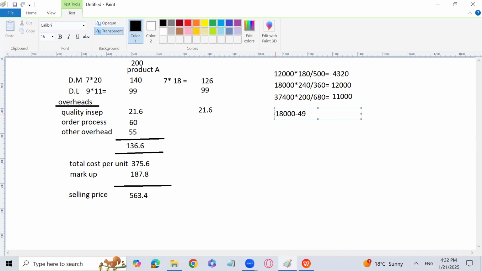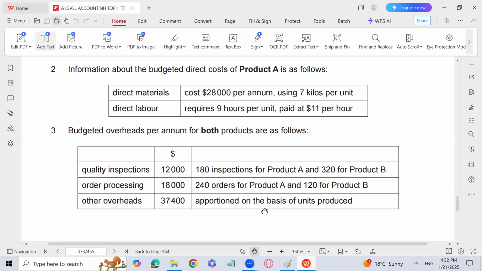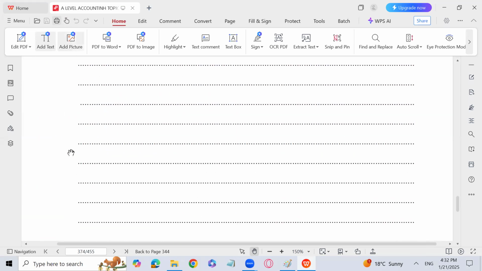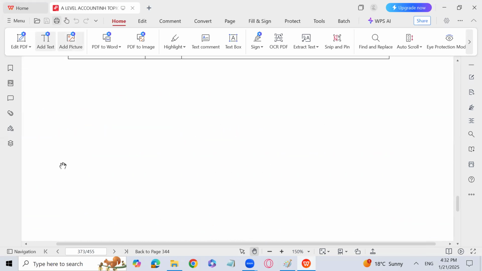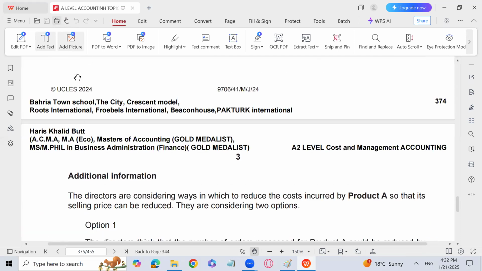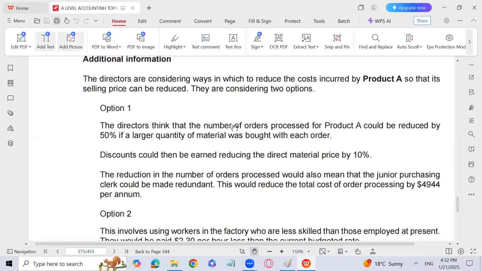18,000 minus 4,944 is 13,056. So the order processing cost is going to be 13,056. Now we go for the order processing cost: the number of orders processed has decreased by 50%. It has been told that for product A it will decrease by 50%, but for product B all the things will remain the same.